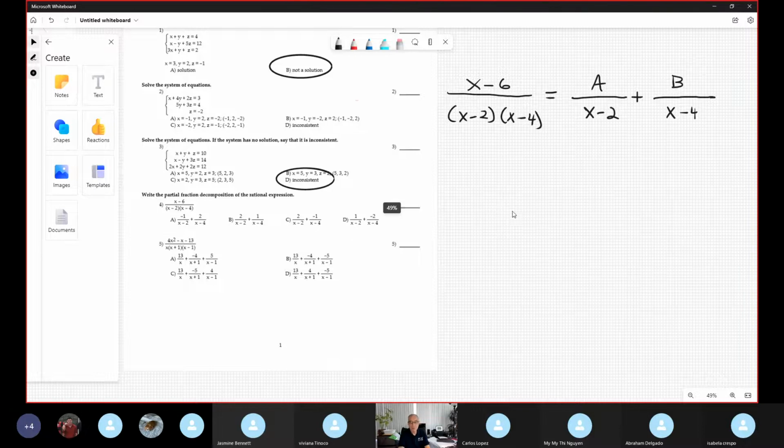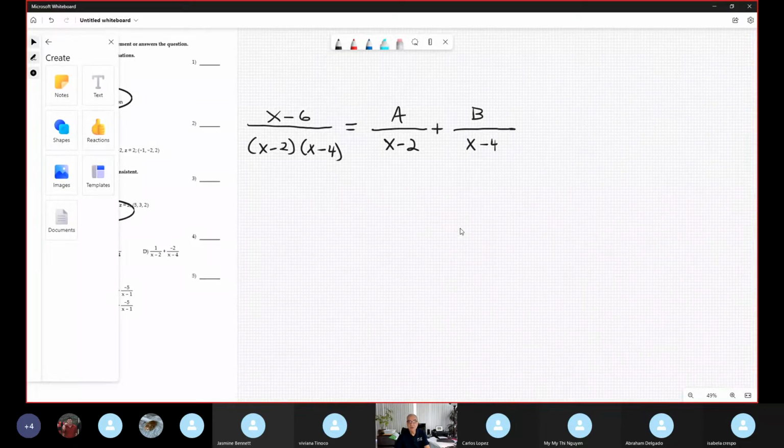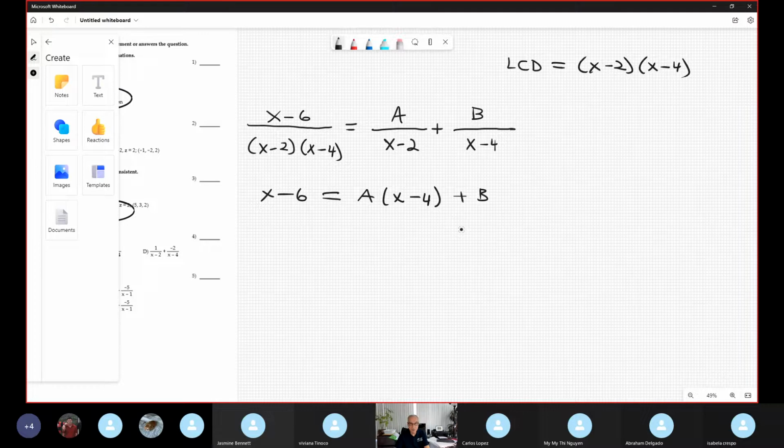Now you multiply the entire expression by the LCD. The LCD, obviously, is x minus 2 times x minus 4, both factors. When you multiply, you have x minus 6 only, because obviously x minus 2 is cancelled with that, and x minus 4 is exactly the same, and A times x minus 4 plus B times x minus 2. So far, everyone follow me, or no?